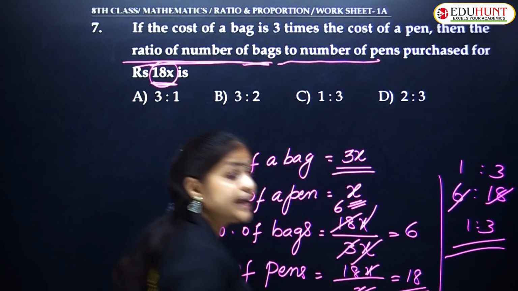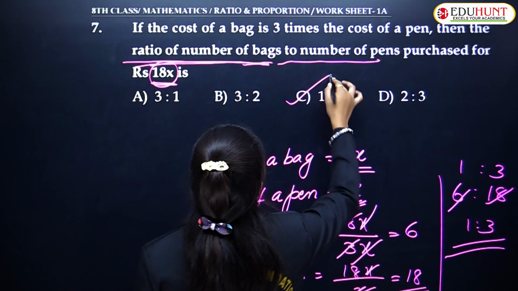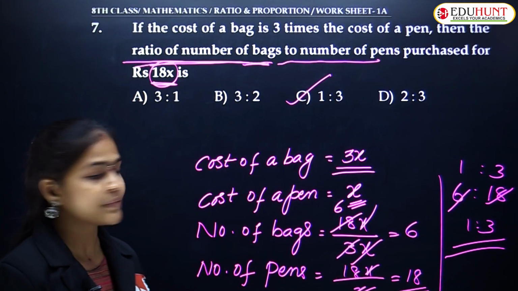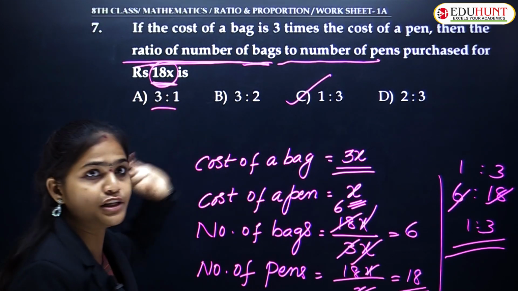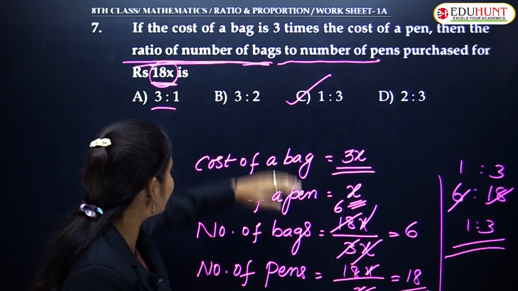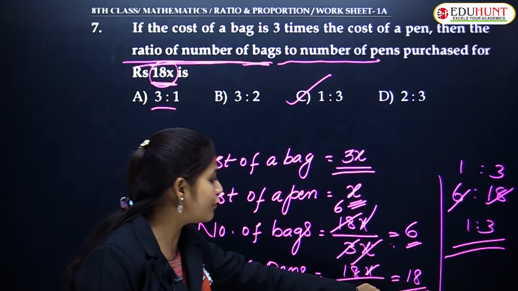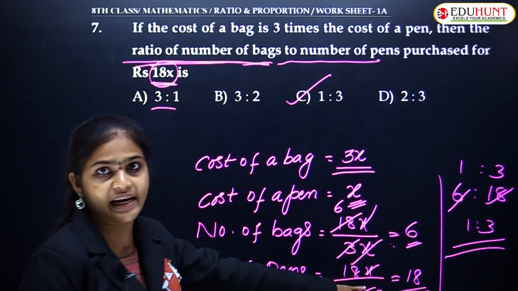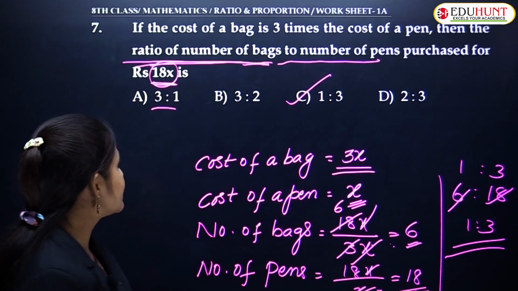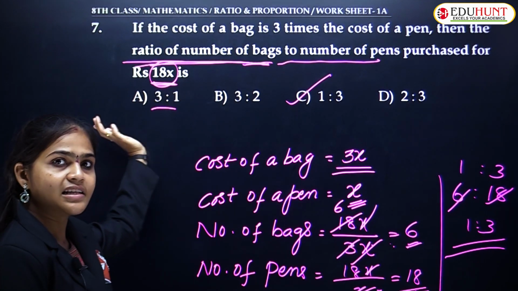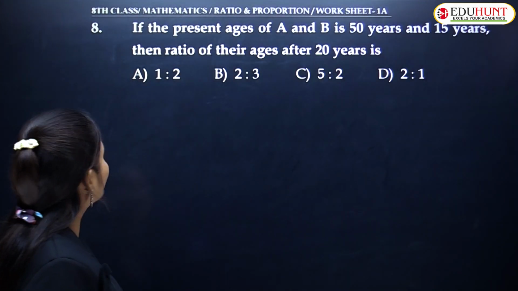1:3 is that required ratio. 1:3 is the required answer. So here 1:3 is the correct answer. Clear? Why should we not go for 3:1? Because it is clearly mentioned here the number of bags, so number of bags 6 and number of pens 18. So 6:18. In this case we will get it as 1:3. Understand? If they didn't mention it, in that case you can go for any one of the options. Okay. Next, question number 8.